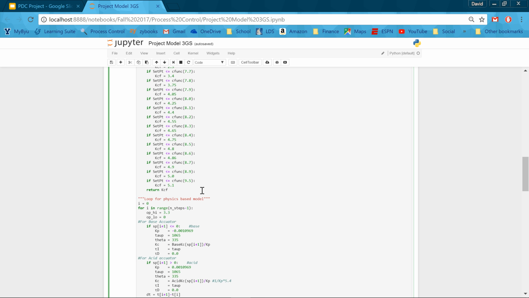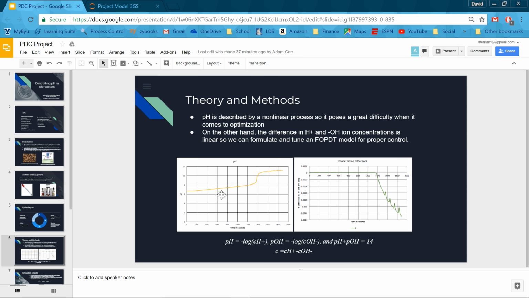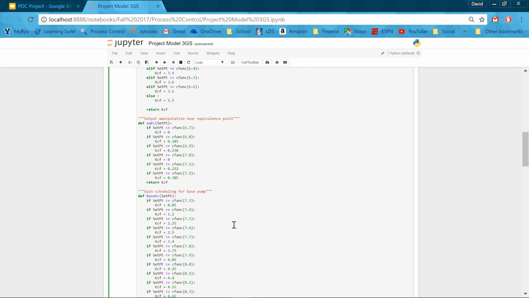And then we began to perform doublet and step tests on the controller and tried to start tuning the parameters. One thing we noticed is that around the pH of 7, in that range right there, we needed to implement some sort of gain scheduling function because the gain value was off. And so that's what we did in our controller.